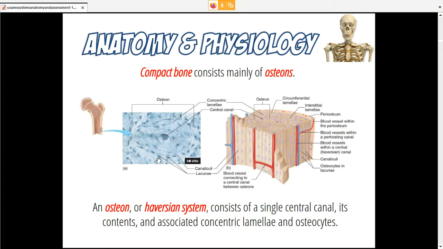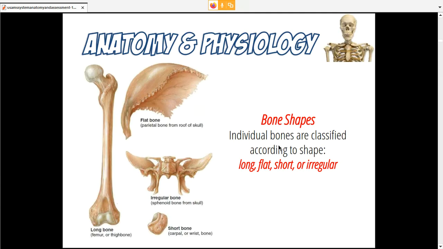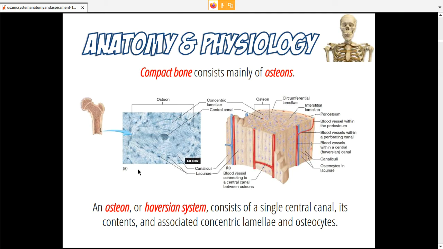In that lacunae, the mature bone cells, osteocytes, are present. And every bone cell has projections. They are called canaliculi. Through that, they are communicating with each other. All the lacunae communicate with each other through the canaliculi. Okay, so that is about one concentric fashion of the lamellae.